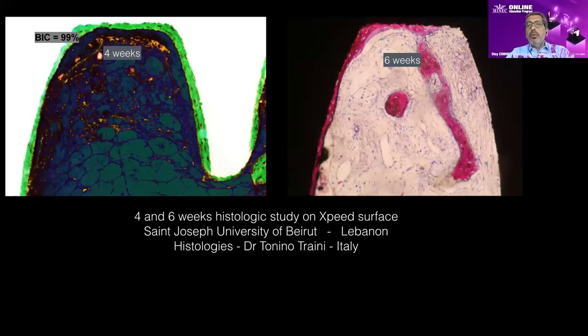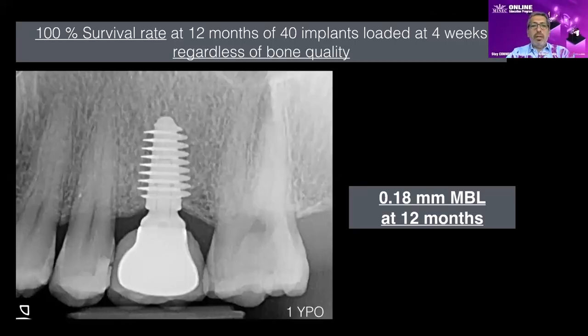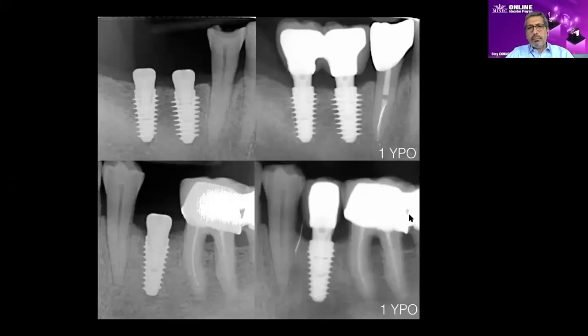What about bone loss around this implant? You see that we have a minimal marginal bone loss, 0.18 millimeter at 12 months. Look how the bone is maintained over these implants. This is the situation before. This is the situation at 1 year post-operatively. And you can tell that this implant is very well maintained at the neck of this implant. And this is something that is very good at 1 year.